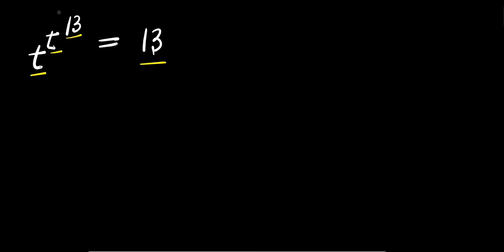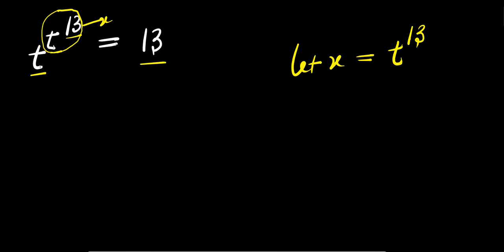I can decide to replace t power 13 with a variable x. You can say let x equal t power 13. That means I'm going to replace it with x. So this equation becomes t power x equals 13.